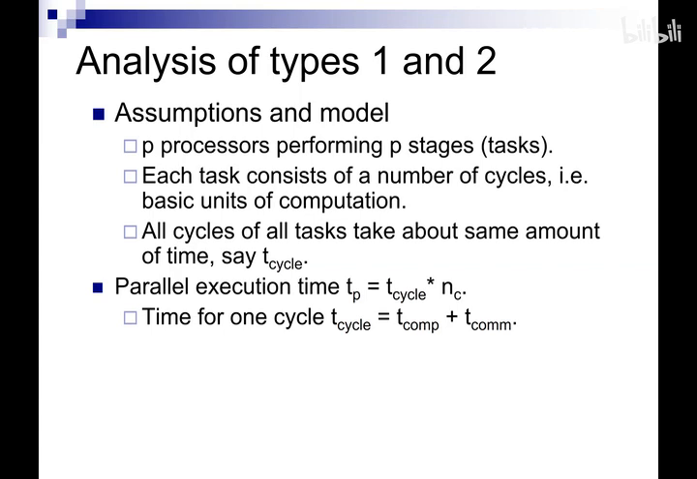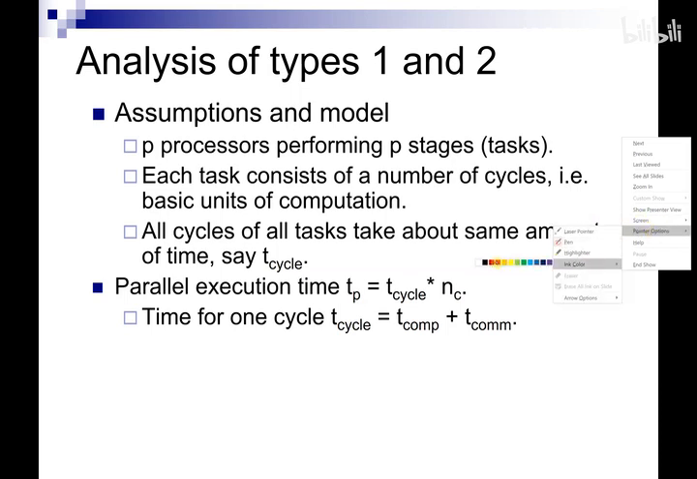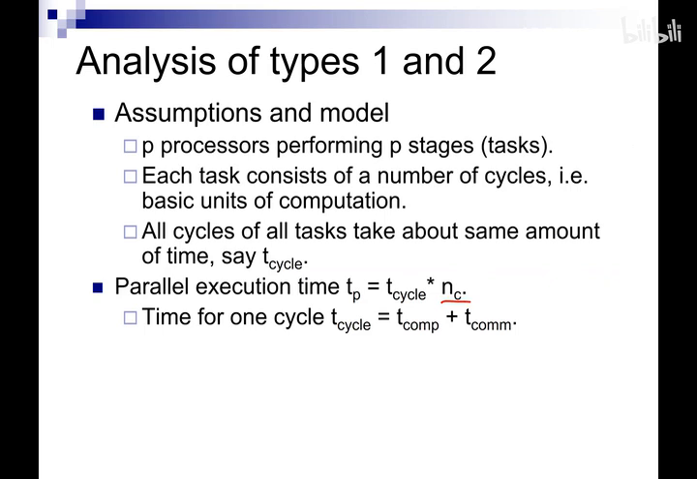So then, the parallel execution time. This NC is the number of cycles that we're going to do. Let's go back to red, I think red is actually easier to see. NC here is the number of cycles we're going to do, and T cycle is the amount of time for one cycle. Therefore, the total execution time is going to be T cycle times NC, the number of cycles. The time for one cycle has two parts, the computational part and the communication part, so it's going to be the sum of these two things.